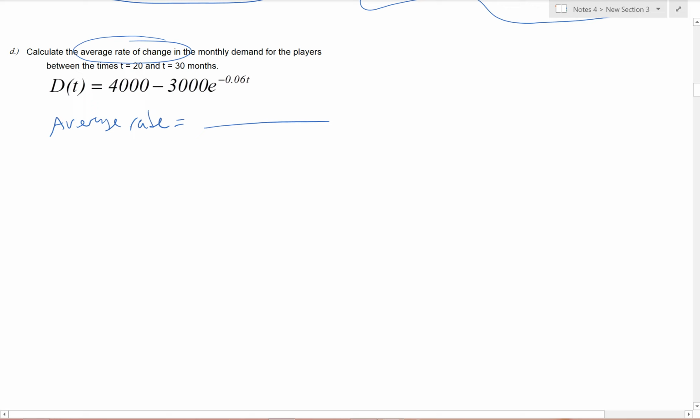is the change in the function, so change in my D of t, over the change in time, and change of the variable time. And so our change in time is over the months 20 to 30 months. So we usually start with the bigger number first, so we'll take 30 minus 20, that's the change in time, and we find the demand that goes with it. So the demand at 30 minus the demand at 20.